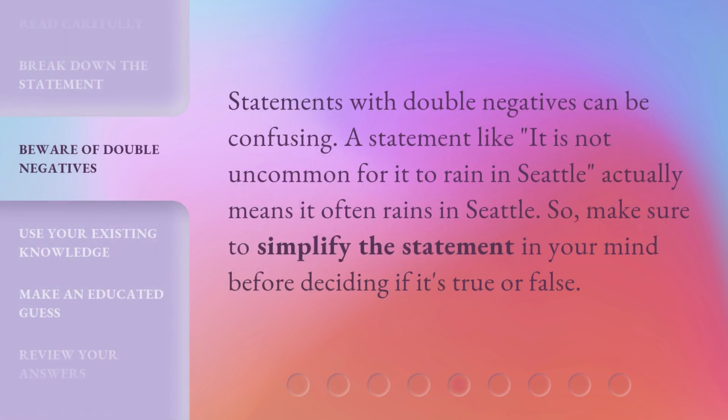Statements with double negatives can be confusing. A statement like, "It is not uncommon for it to rain in Seattle," actually means it often rains in Seattle. So, make sure to simplify the statement in your mind before deciding if it's true or false.